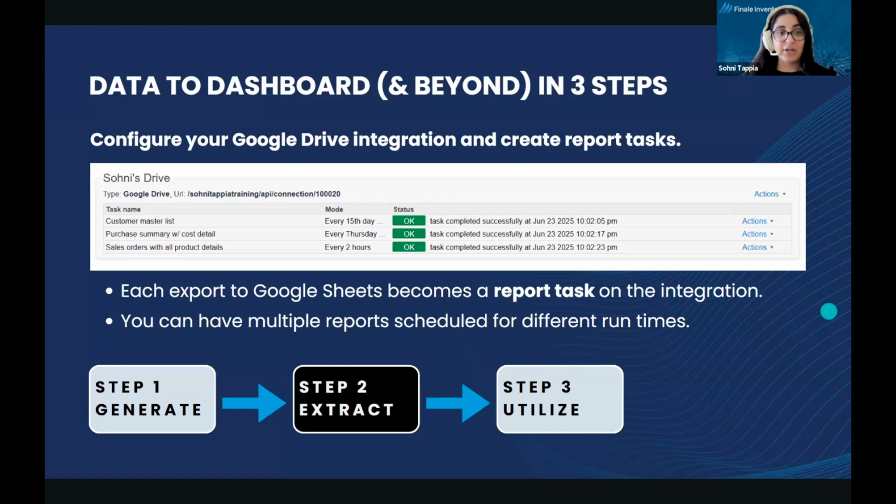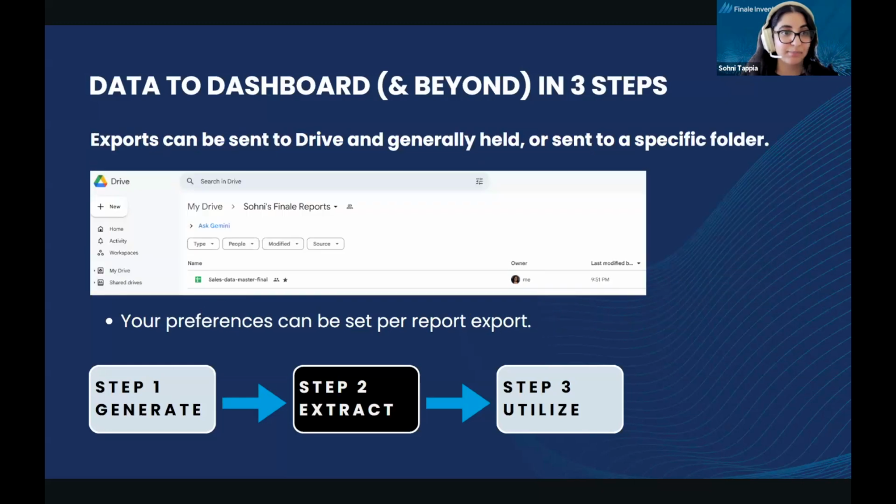So again, very hands off once it's scheduled in. You don't have to worry about coming in next month and making sure it's up to date. That's already happening for you. You don't have to do anything else in that regard. When you are sending exports up to Google Drive from Finale Inventory, you have the option to either send a file to just be held loose in Drive, or if you like to keep things organized, you can also send them directly into a specific folder.